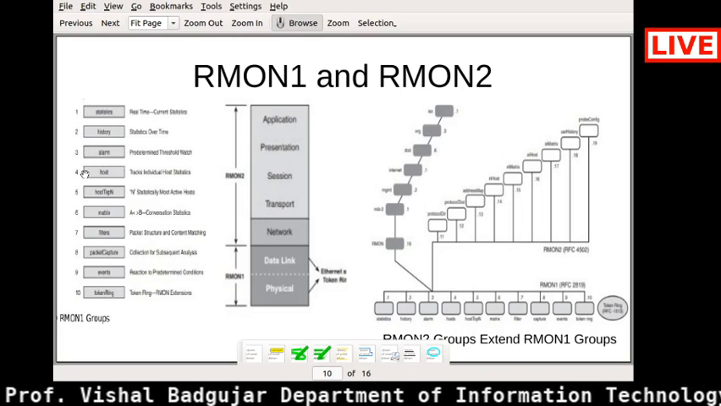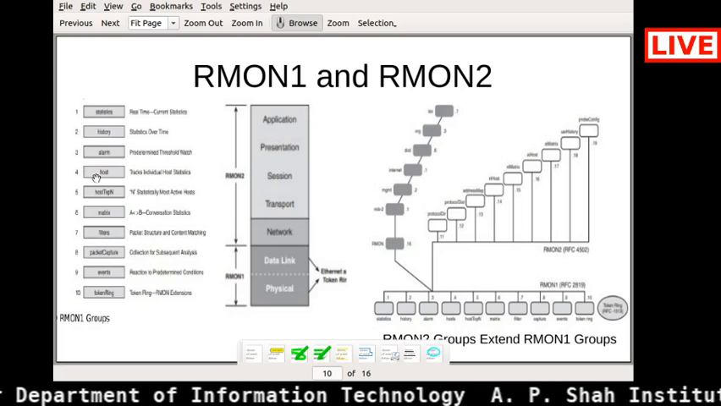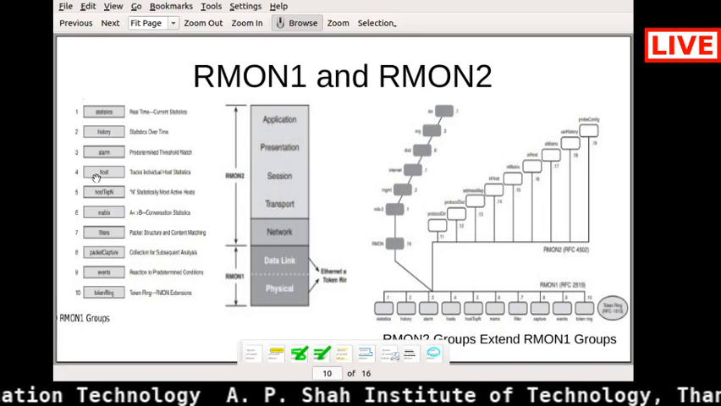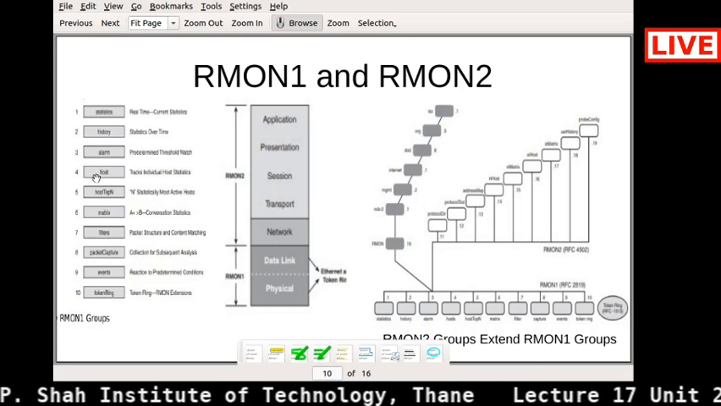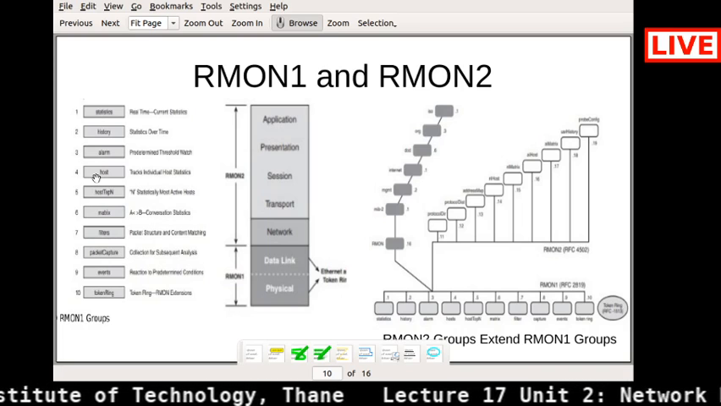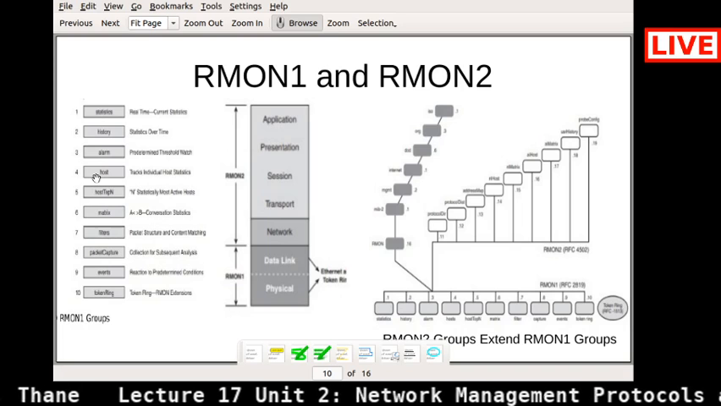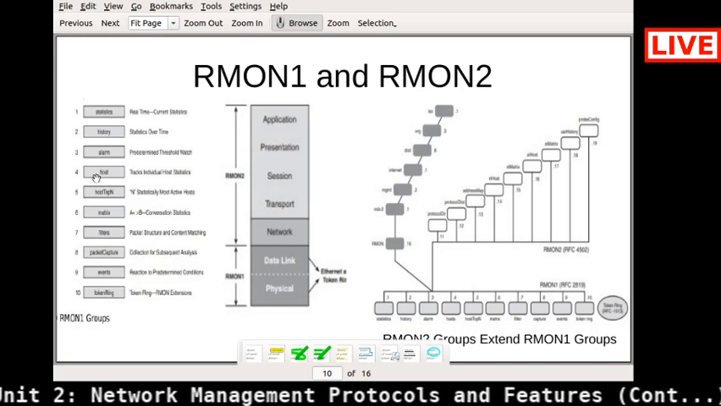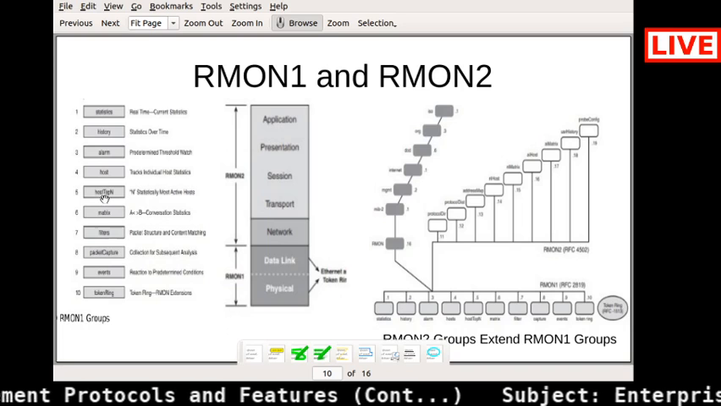Then the fourth one is your host group. You can also monitor host-based statistics. For example, if you want to monitor only XYZ host, that provision is also there in RMON. A single host, or two or three specific hosts, can also be monitored with the help of this RMON. Then next is your host top N.